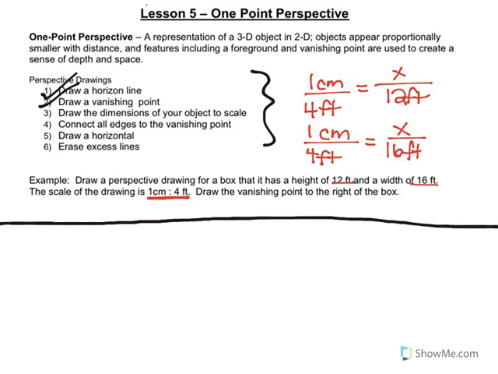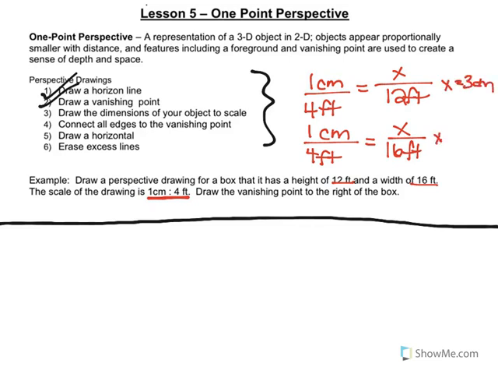And 16 feet. Is this a problem I know how to solve? Yes. What's it called? Proportional reasoning. How do I solve for it? Cross multiply and divide. Okay, so you should be getting 3 centimeters and 4 centimeters.